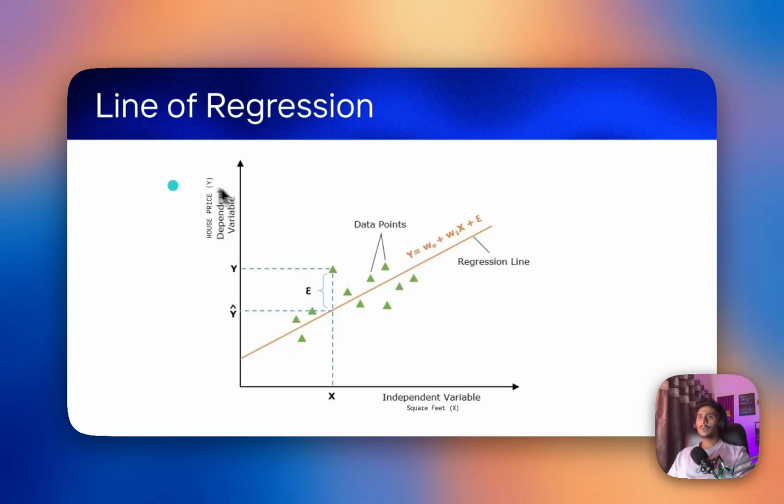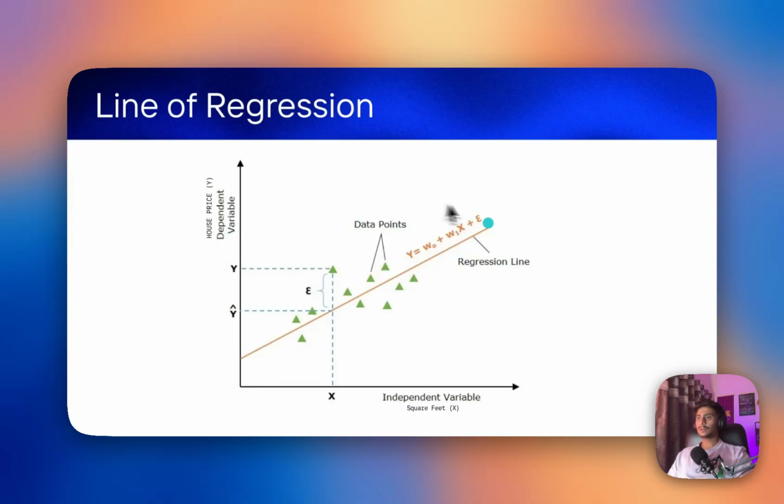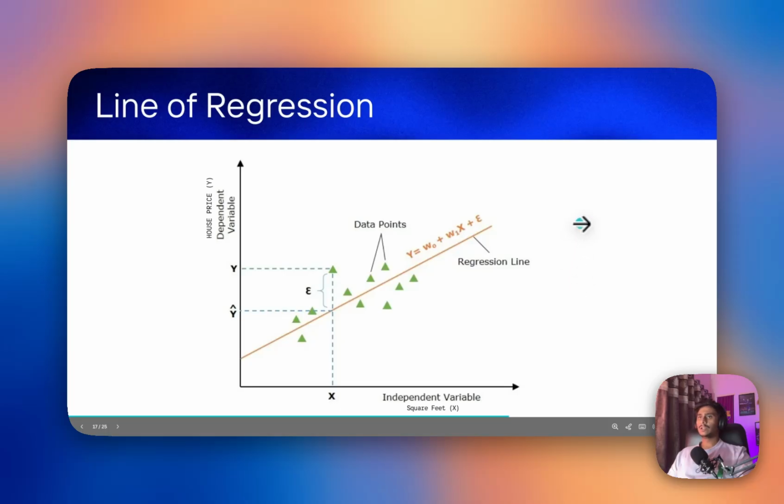Let's see how exactly this can be represented on a graph. Here you can see the dependent variable is house price, which is written as y, and the independent variable is square feet. We can have multiple independent variables, and this is how a best fit line is drawn. Here are the actual data points, and this is the linear regression line, y = mx + c, or you can write c in different formats also. The gap between the predicted point and the actual point is called residual error. So this is how exactly you make a linear regression graph.